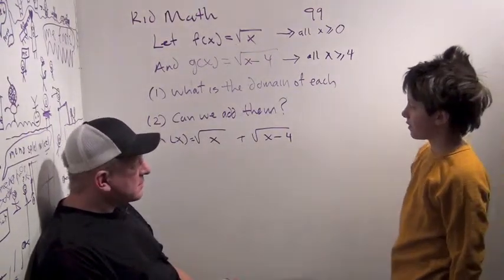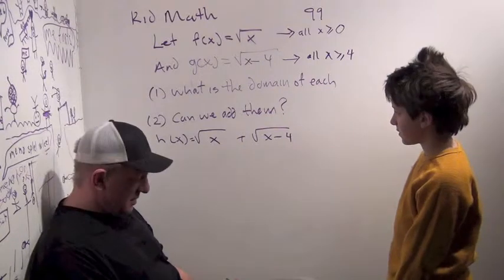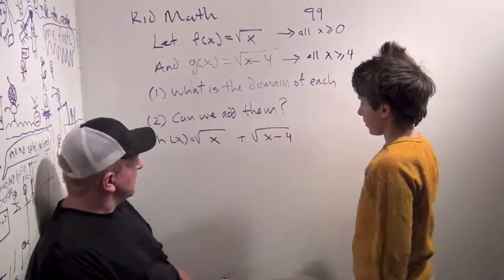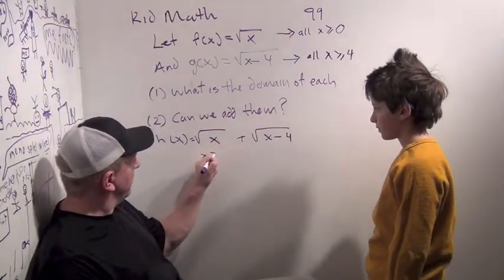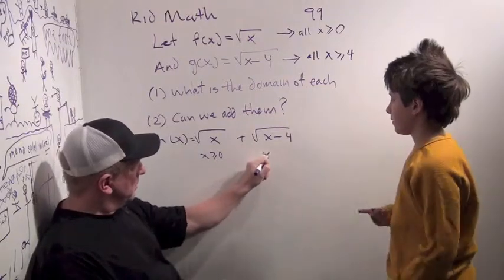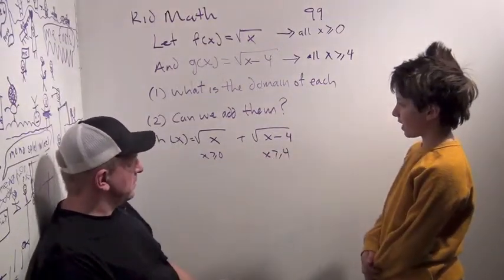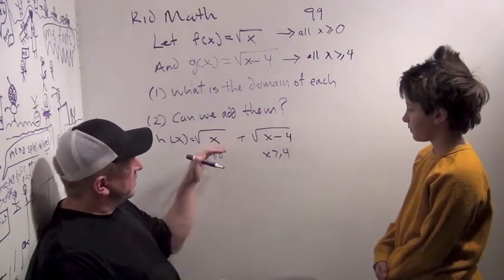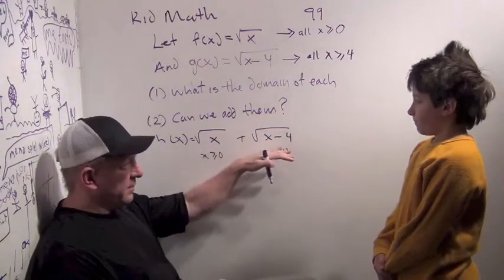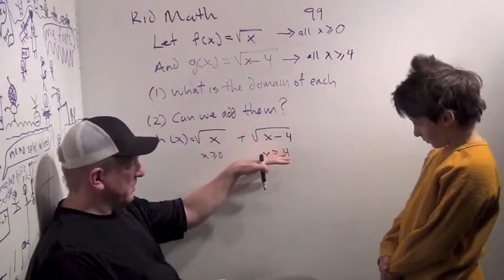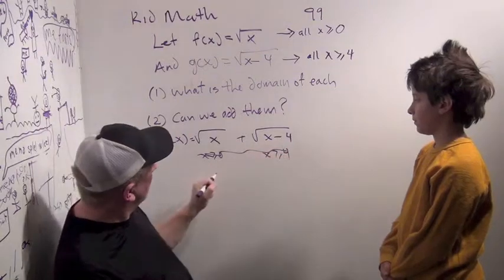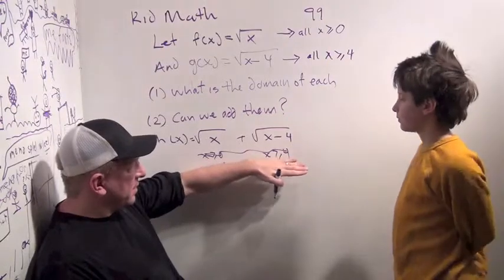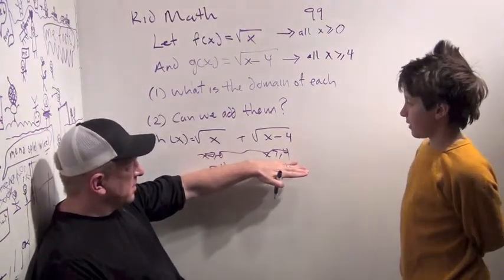So maybe we should find the domain of this. This one can be any real number bigger than or equal to 0, so x greater than or equal to 0. This one's x greater than or equal to 4. Any numbers greater than or equal to 4 work for this. 0 doesn't work for the sum, and 1 doesn't work for the sum. So we have to have all x greater than or equal to 4.